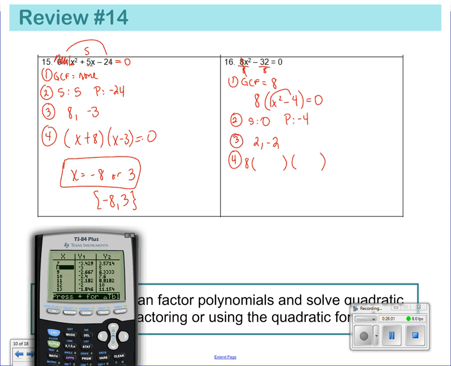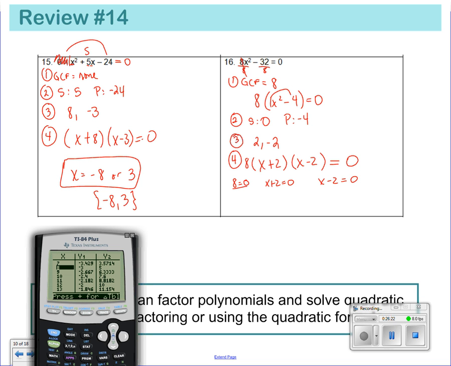I do have an 8 out front for the GCF. We put our x's. We have a +2, -2. And remember, this is now set equal to 0. So when you need to find what those x values are, I'll look at each factor. We go 8 equals 0, x plus 2 equals 0, x minus 2 equals 0.